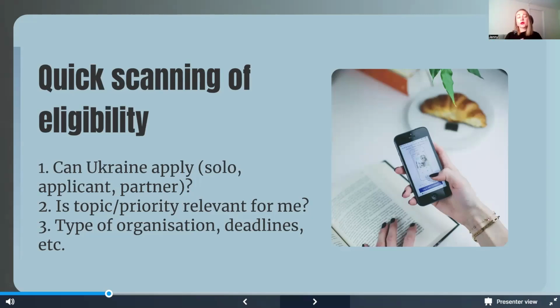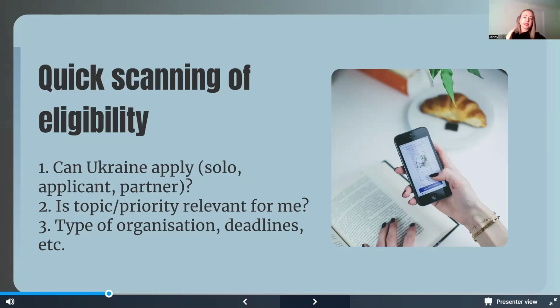So now, when you have found this portal and found the fund which is in your area, you need to quickly make a scan. Is it for me? The first thing you do when you make this scan is look at the call for proposals. They're more or less the same, and today I will show you examples of one of the calls which we at Mira submitted recently. Basically, you go there and check the technical criteria. Can Ukraine apply? Can Ukraine participate?